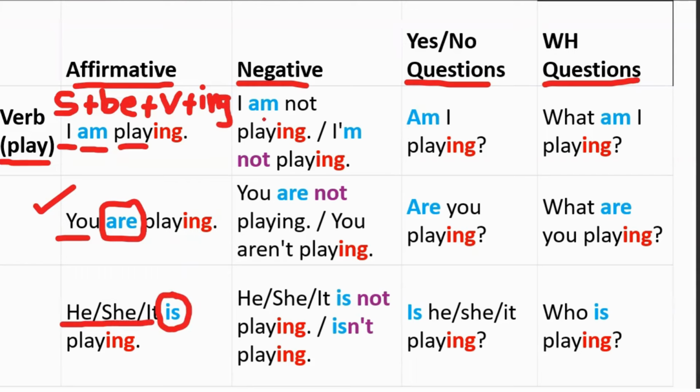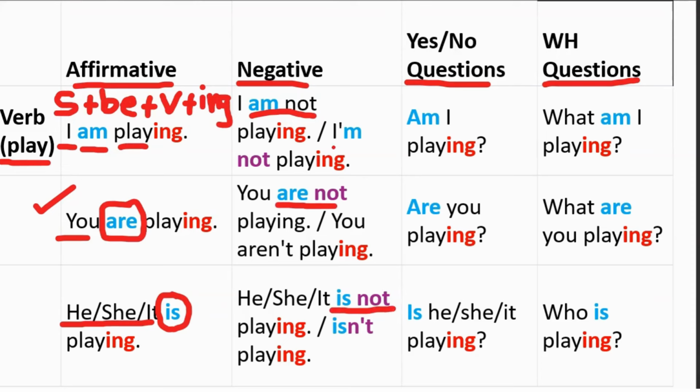If we want to form negative, we add not with be. I am not playing. Not comes next to the form of be. You are not playing. He is not playing. She is not playing. It is not playing.